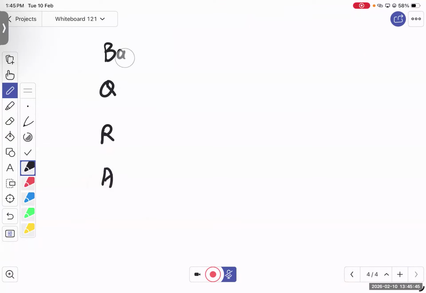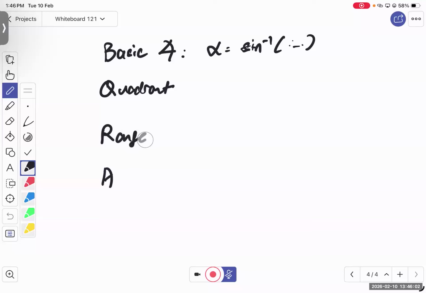EQRA. E for facing angle, alpha, sine inverse sum, or cosine inverse. Q, quadrant. R, range. Look at the range; this is our answer. Okay, and hopefully with this you get some good luck.